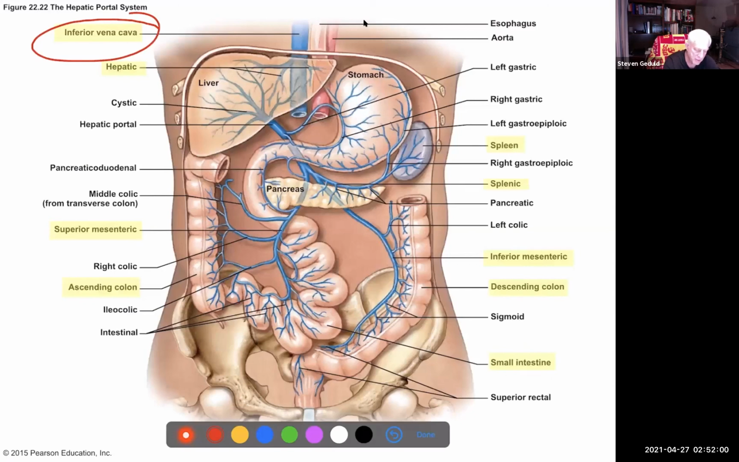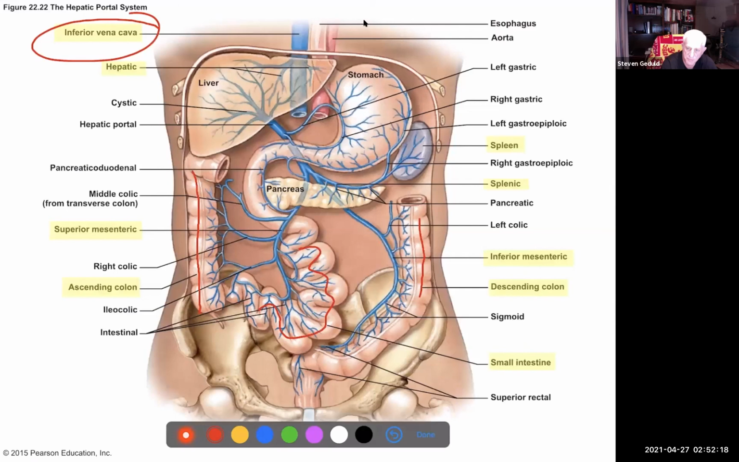So you've got your ascending colon coming up, you have the descending colon coming down, and you have the small intestine, which is all this area here. Again, great blood supply because the arterial supplies are also there too.